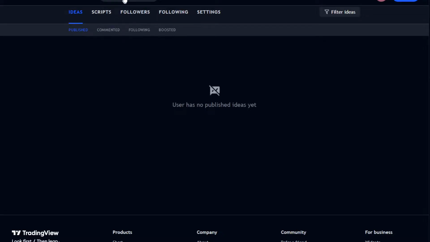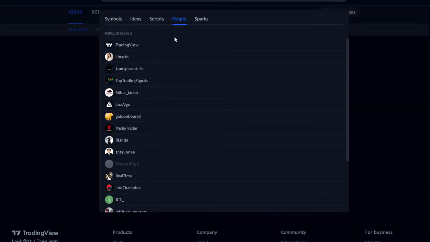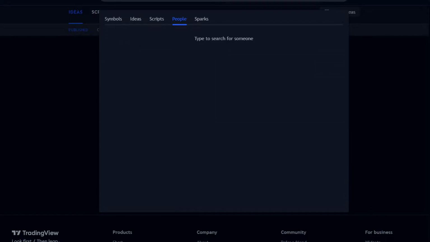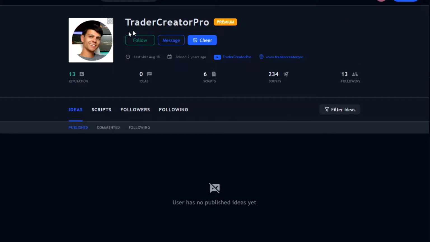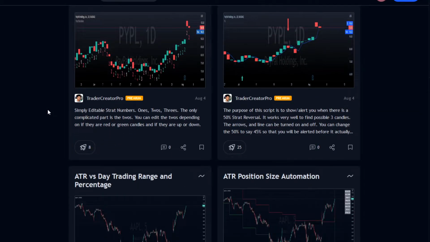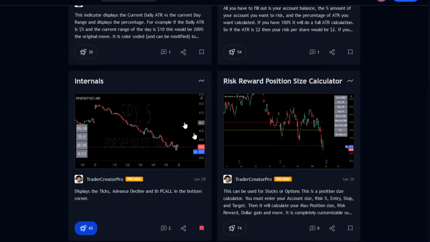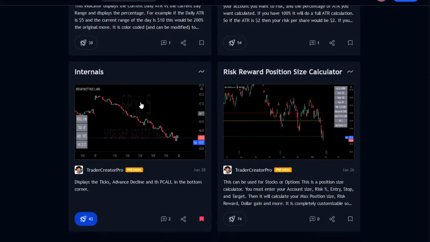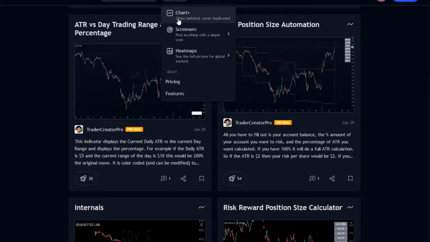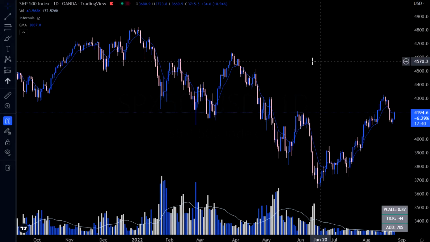Then once you're in your profile, go to the search bar and search up Trader Creator Pro. That should be his icon right there, so click on his profile. Then over here where it says scripts, click on that, scroll down, and right here, this one that says internal, just click right here and add to favorite scripts, and then you can go back to your charts and it should be added here as internal.